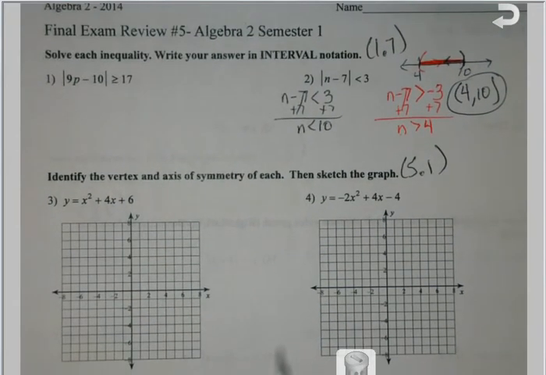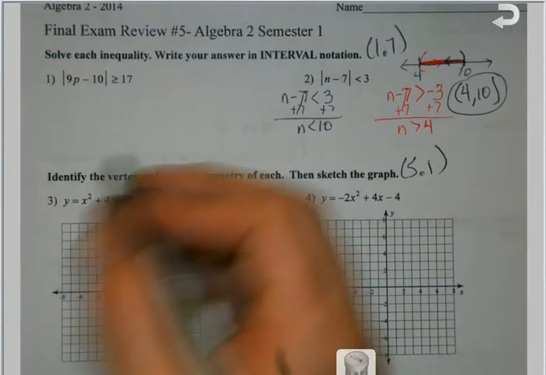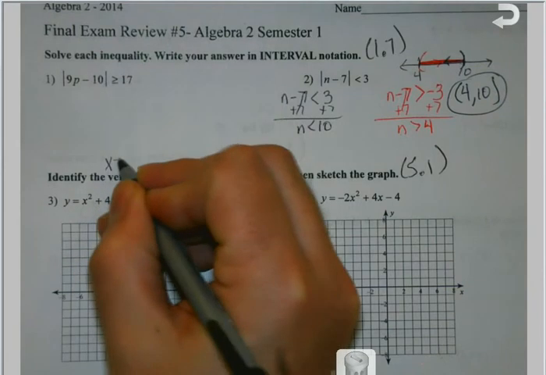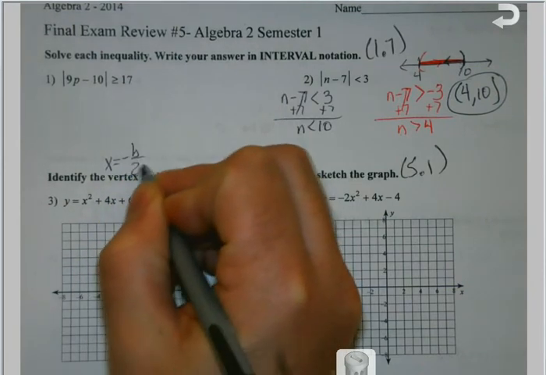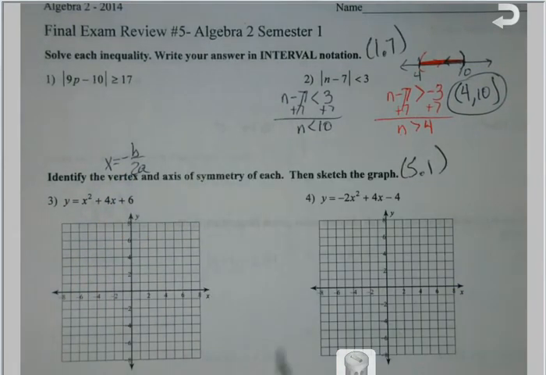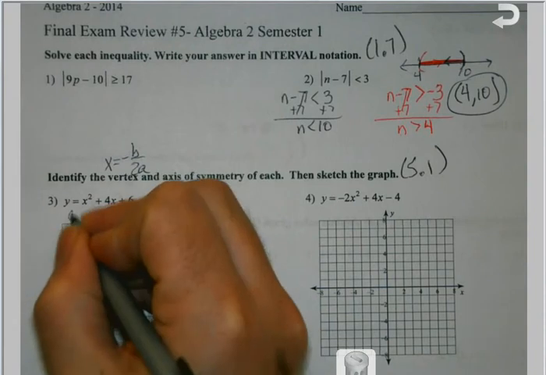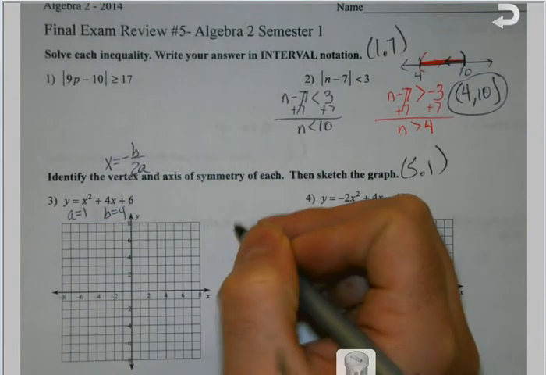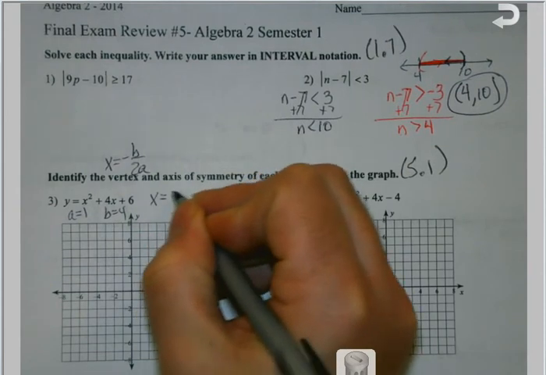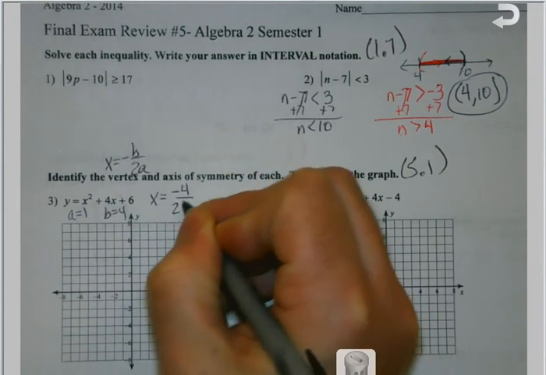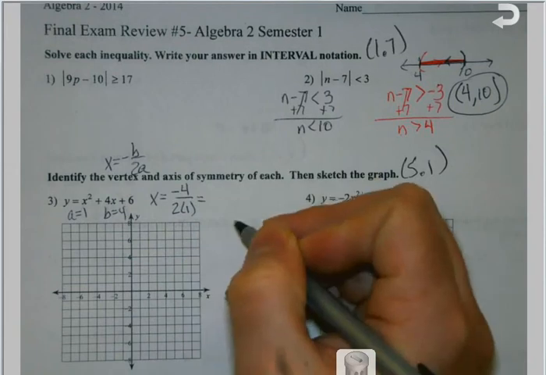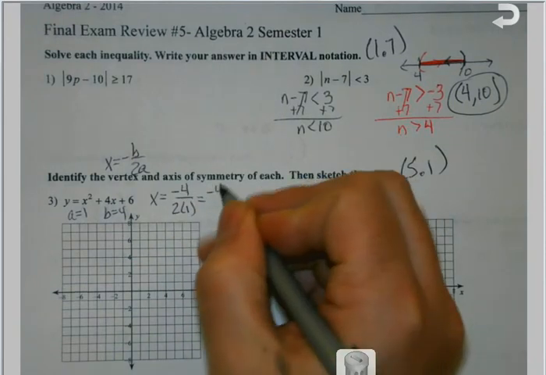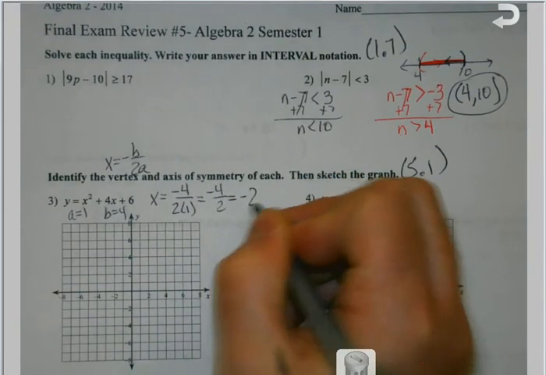When we get up to 3 and 4, identify the vertex and axis of symmetry and sketch the graph. Okay. When I'm dealing with any of these, again, my vertex, the x value is negative b over 2a. Then I plug that back in to find y. So here my a value would be 1, my b value would be 4. So my x would be negative 4 over 2 times 1. So negative 4 over 2 is negative 2.